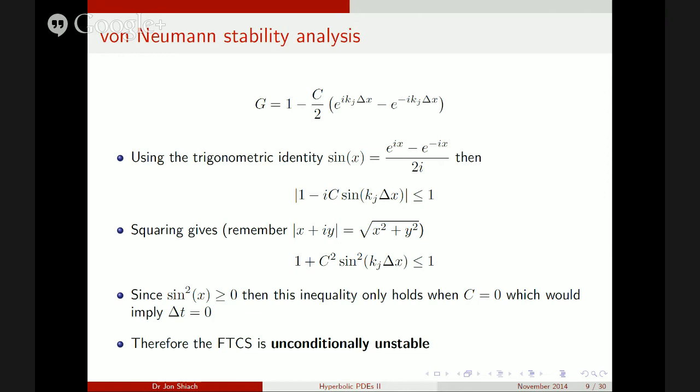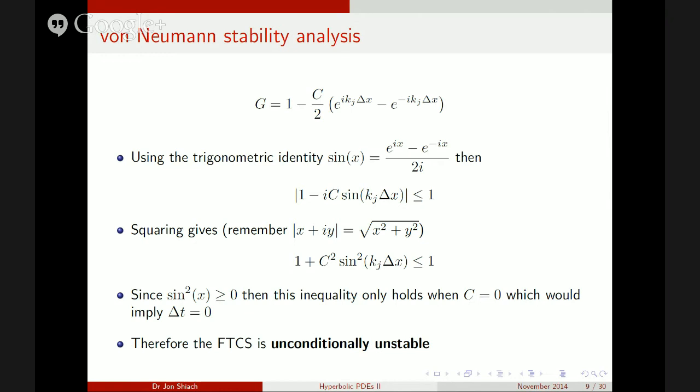Okay, so remember c is v times delta t over delta x. So if c equals 0, delta t is equal to 0. Okay, that means there is no non-zero value for delta t for which the FTCS scheme is stable. So we say it's unconditionally unstable. Okay. In other words, it's rubbish. And we saw that last week. When I tried to use the FTCS scheme, it would just blow up.